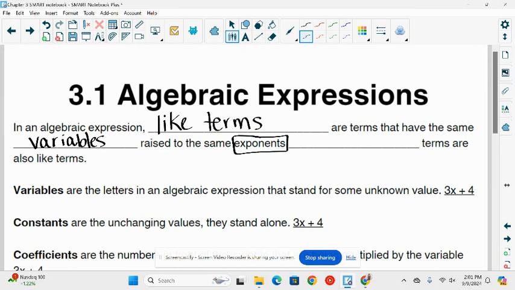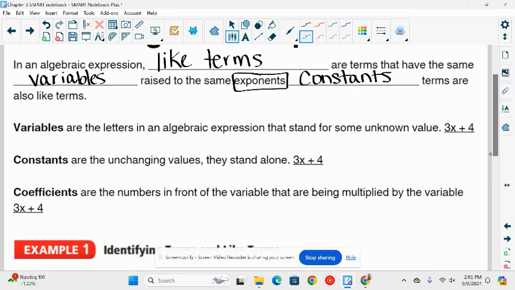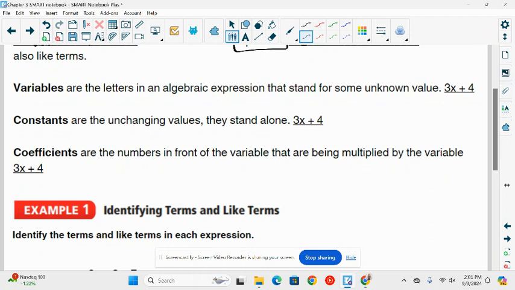Alright, so what do you have to have in order to have like terms? Same variables and same exponents. That's very important to remember. Constants are also considered like terms. We have to remember the different pieces or we're going to get confused. This should be a quick review of this vocabulary that we discussed last year.